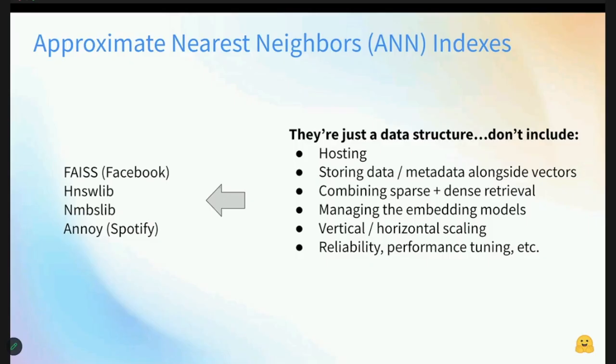But these are just data structures. They're not like a database. And so they're not going to come with all the fancy things that you would typically benefit from traditional databases, like hosting, features to be able to store data and metadata alongside the vectors. A lot of vector databases have the ability to do hybrid search across sparse and dense methods. There's no built-in scaling or reliability or redundancy, any of that stuff.